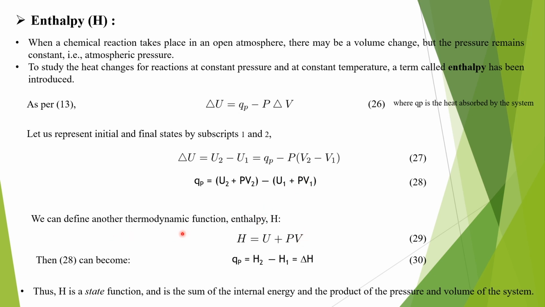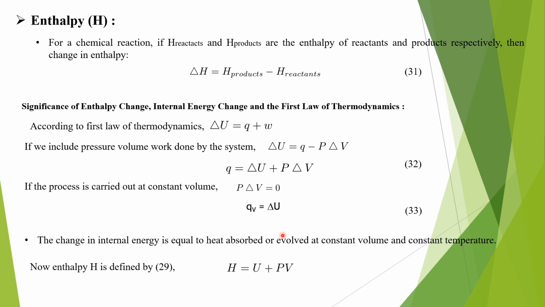So, we can define another thermodynamic function, enthalpy. H is U plus PV, and then equation 28 here becomes Qp is H2 minus H1, which gives you delta H. Thus, H is also a state function like U, and is the sum of the internal energy and the product of pressure and volume of the system. So, H is nothing but U plus P times V.